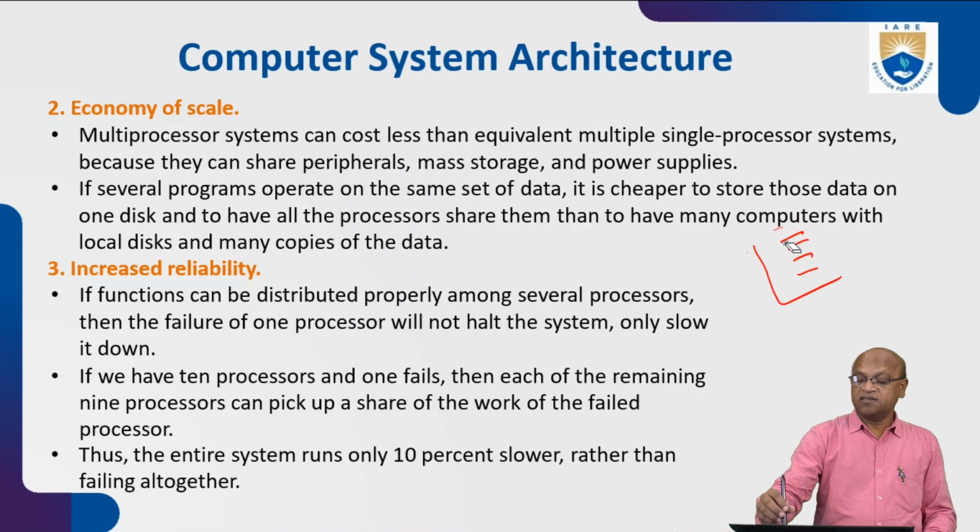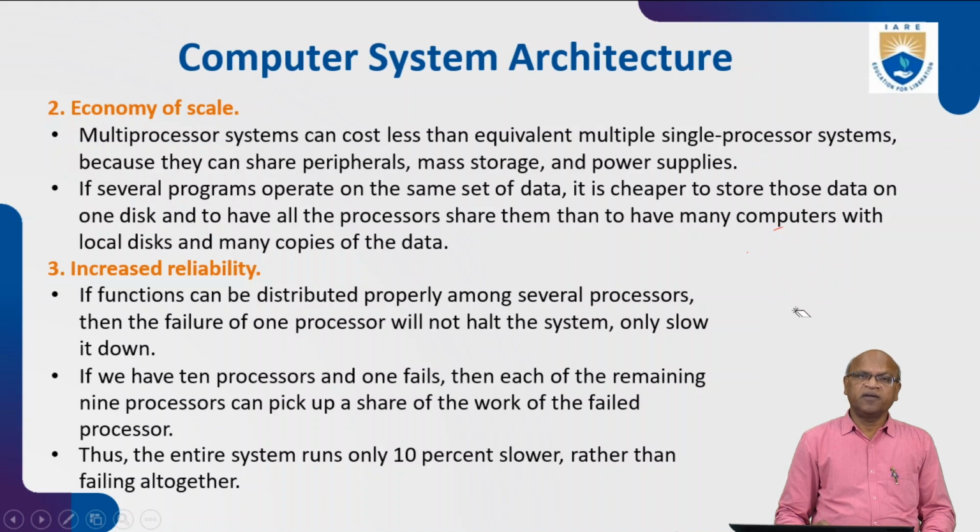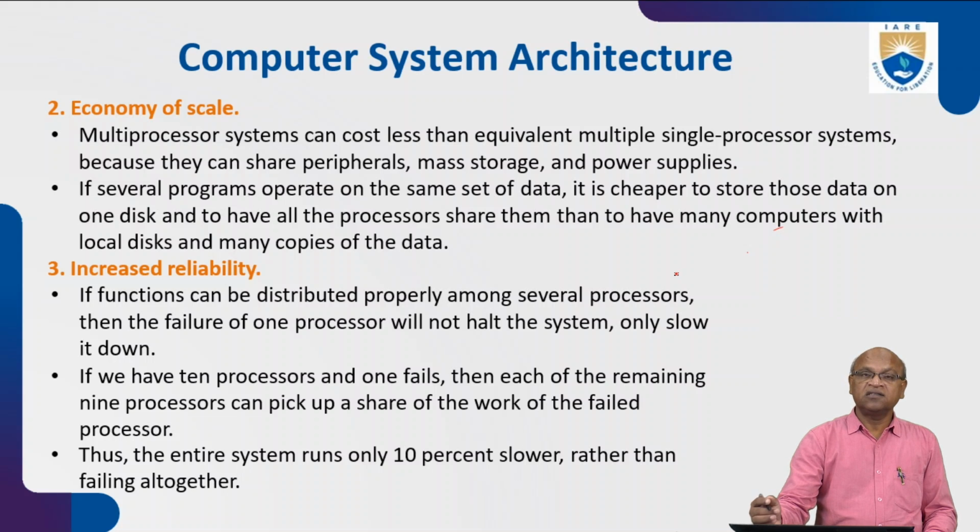You can see this: increased reliability. If only one processor is there, reliability will be less, because if this processor is not working, your program will not be executed in time, so you don't get output. If the processors are increased, and one is not working, other processors are there, so they will take up the job and do it. So reliability will be increased.